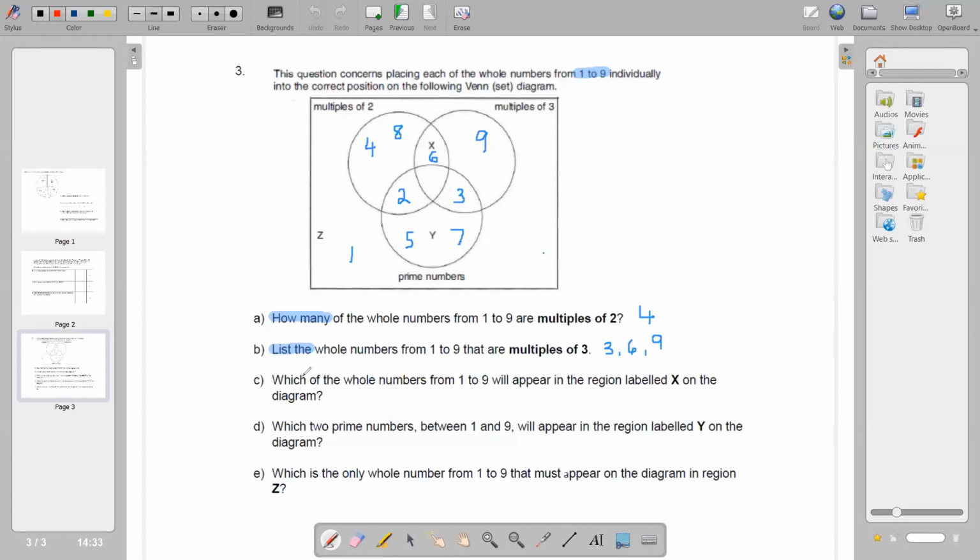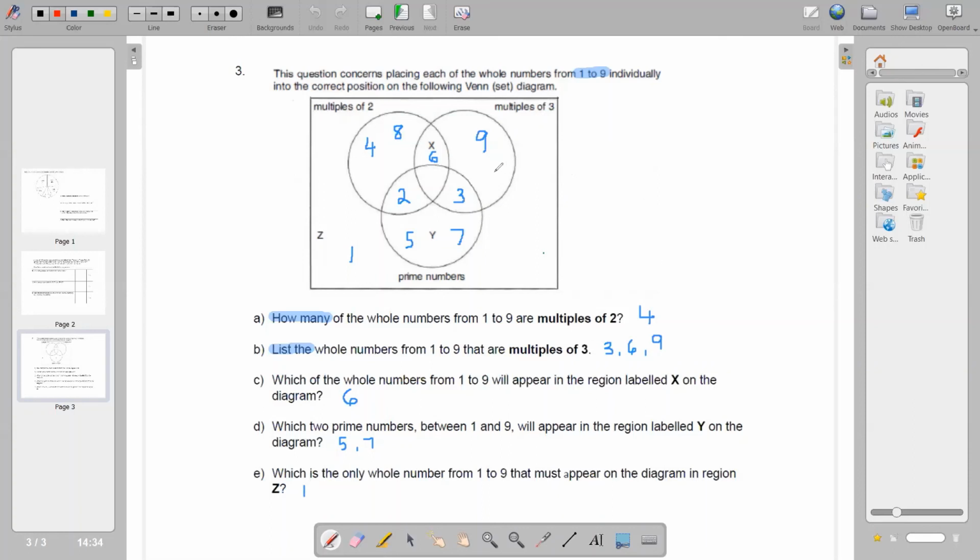The next question asks which of the whole numbers will appear in the region labelled X on the diagram. So I come up here, X is here. Well, the only number in there is 6. So that's my answer to C. Question D, which 2 prime numbers between 1 and 9 will appear in the region labelled Y? Well, here we have our 2 prime numbers, which are 5 and 7. And the last question, E, which is the only whole number from 1 to 9 that must appear on the diagram in region Z? Well, I have my number 1 here, so that is the one that goes there. So I will write that in here, and then I have answered the question.